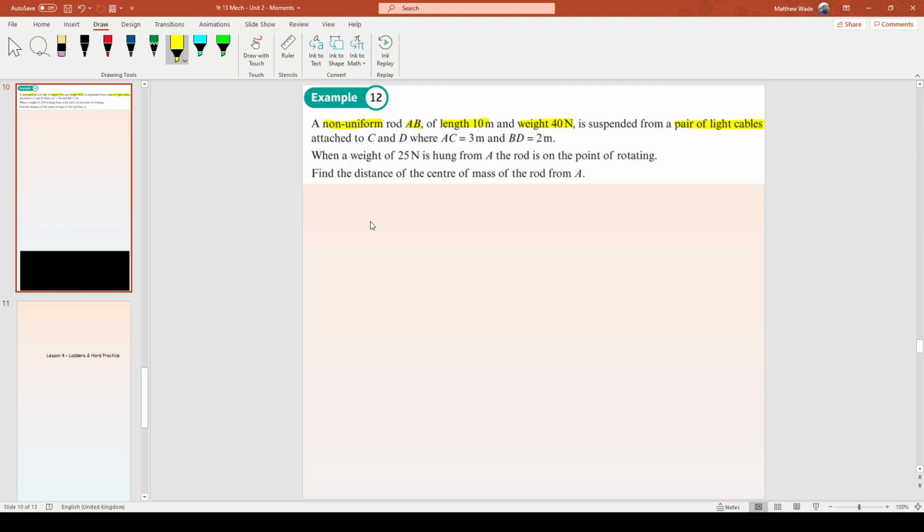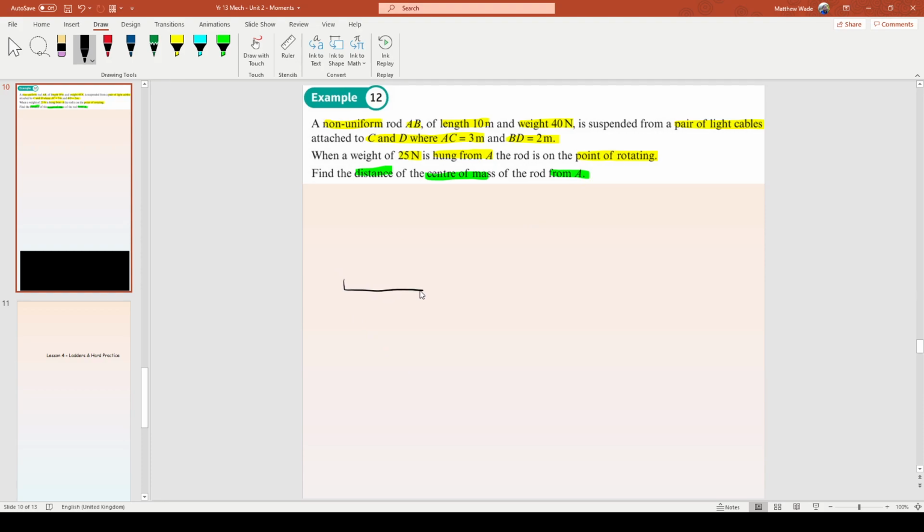Okay, so it's not supported at the bottom, but held up at C and D, where AC is that and BD is that. When a weight of 25 newtons is hung from A, the rod is on the point of rotating, which is the same as tilting, okay? So it's not spinning yet, but it's getting ready to. Now the question is, find the distance of the center of mass of the rod from A. So we want to know the distance of the center of mass from A. Boom. Here we go. Let's draw it out, buddies.